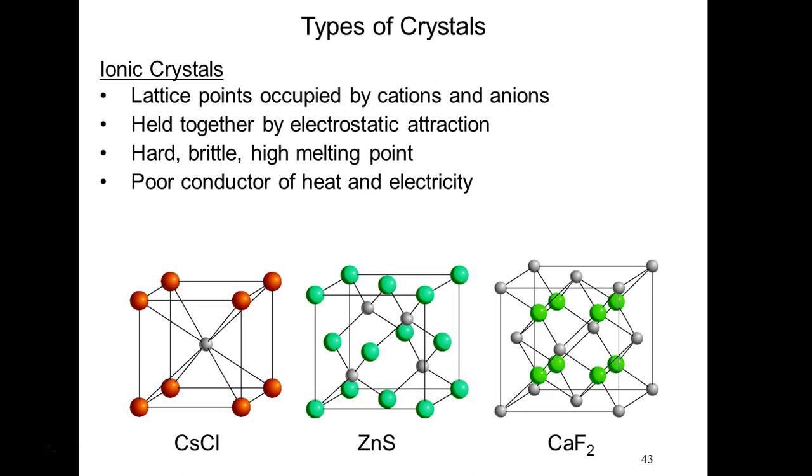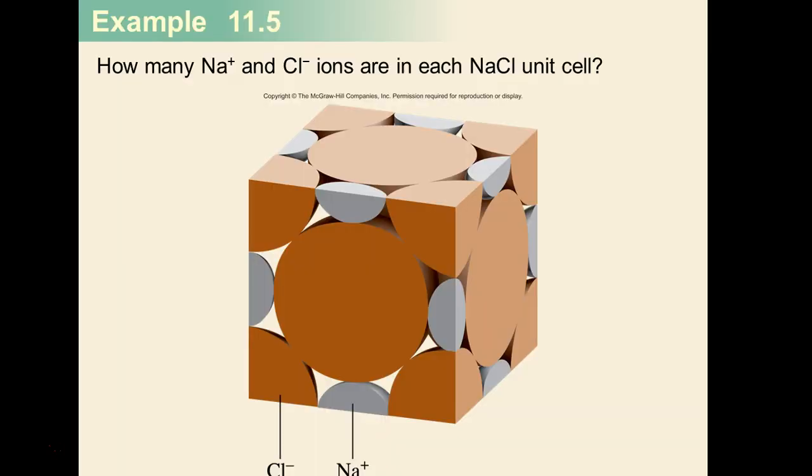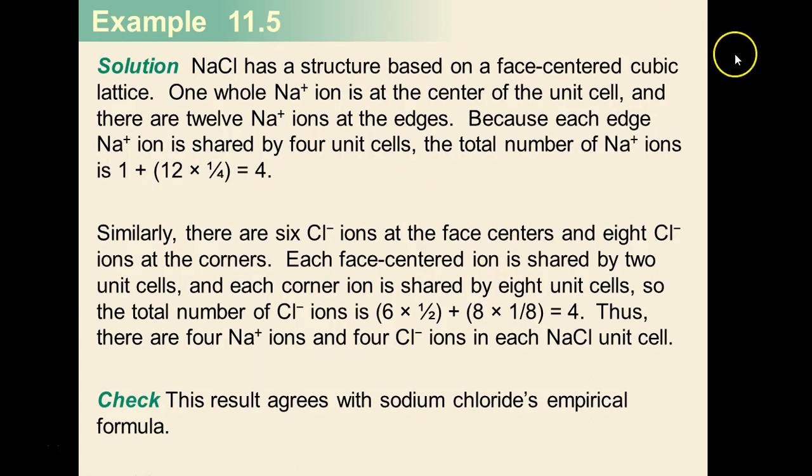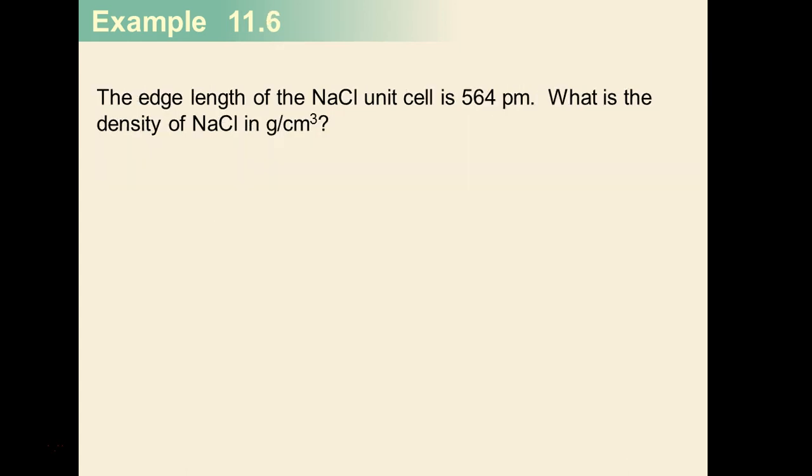But ionic crystals are subject to the same type of calculations we learned in our last section. For example, if I asked how many Na and Cl ions are in each NaCl unit cell, given that NaCl has a face-centered cubic lattice, there would be 4 total ions of sodium and 4 total ions of chlorine because of that face-centered cubic structure. Okay, you'd have to know that going in. So 4 and 4 agrees with sodium chloride's empirical formula.